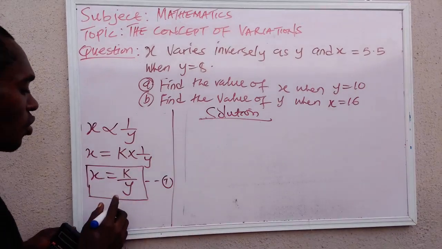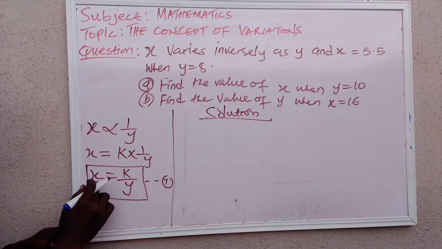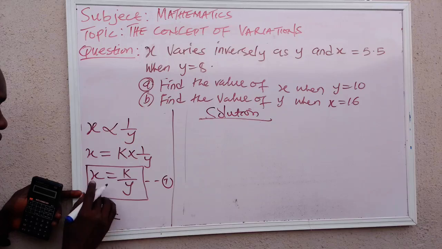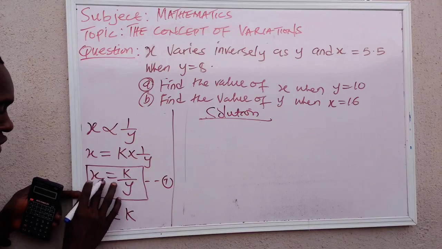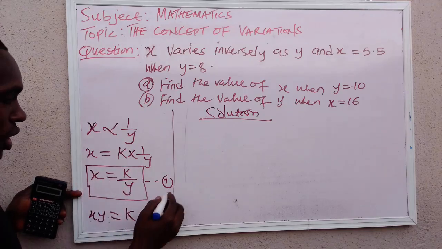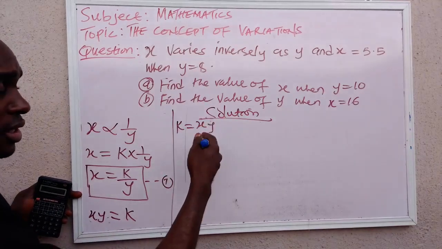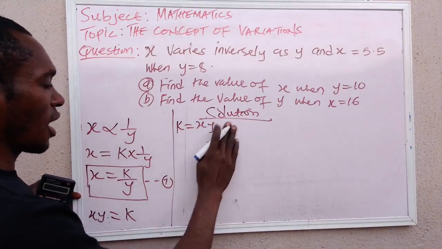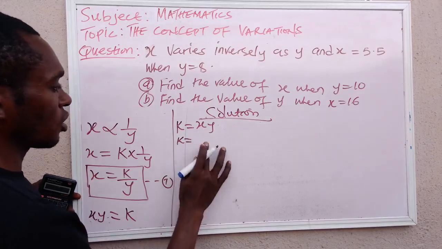So if we have this, we're going to make k the subject of the formula. Making k the subject of the formula is to cross multiply. We have x times y, xy equals k over 1, so 1 times k is going to be k. So now we can rewrite it as k equals xy, and xy means x times y.